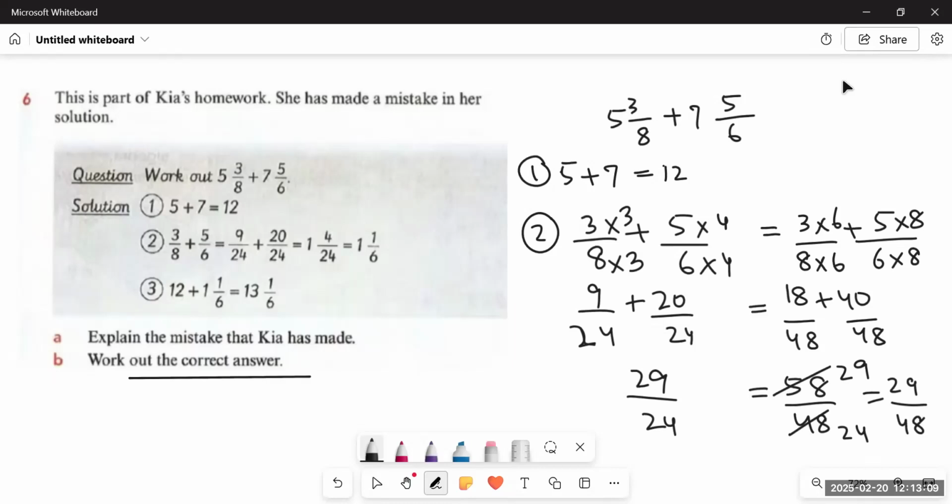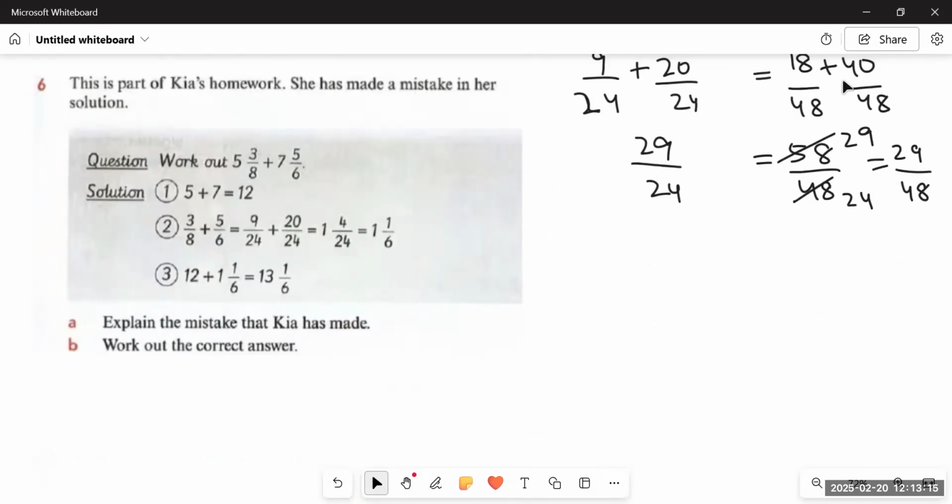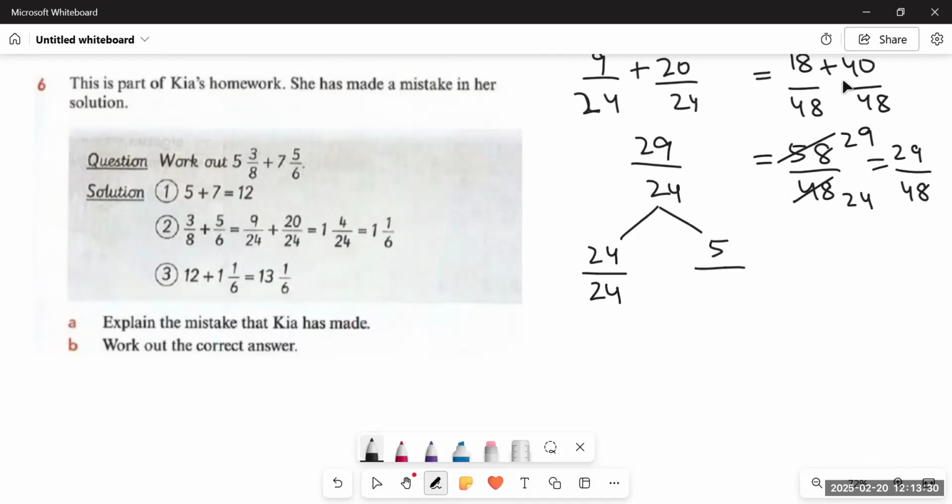So the whole number that we are getting is 12, and the fraction that we are getting is 29 upon 24. Since this fraction is an improper fraction, it means we have to split it into two different fractions. That is 24 upon 24, because 29 minus 24 is 5. So the other fraction would be 5 upon 24.